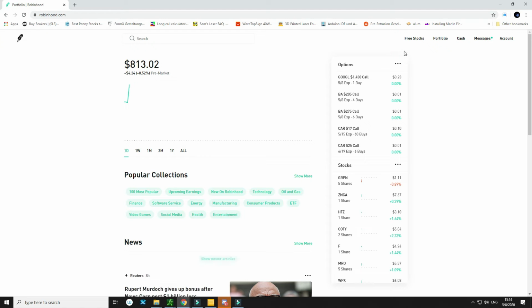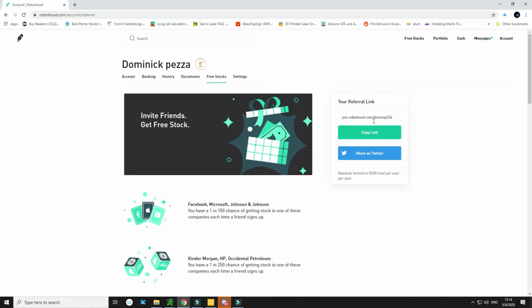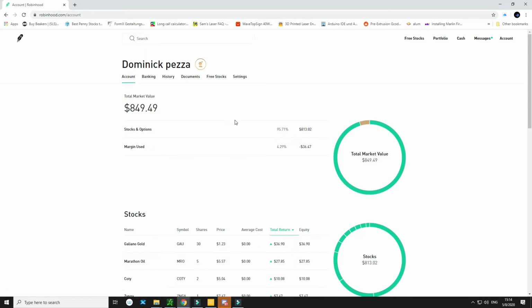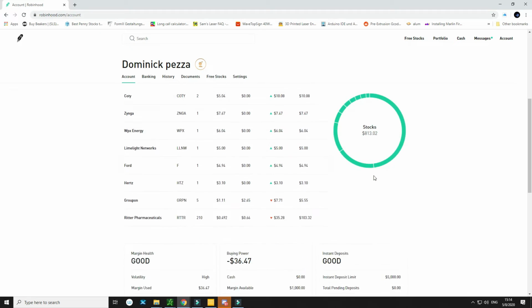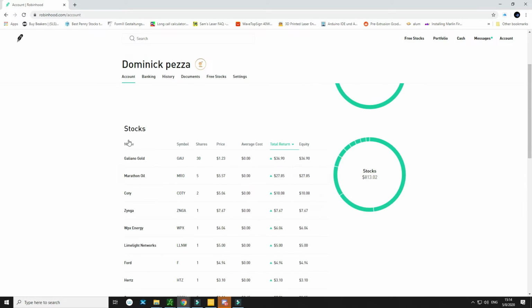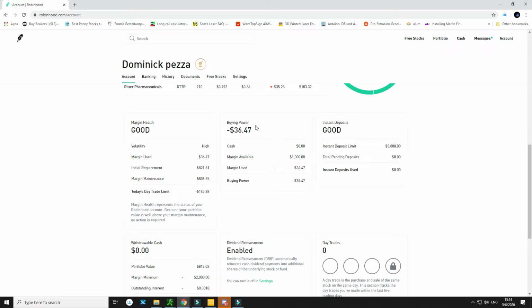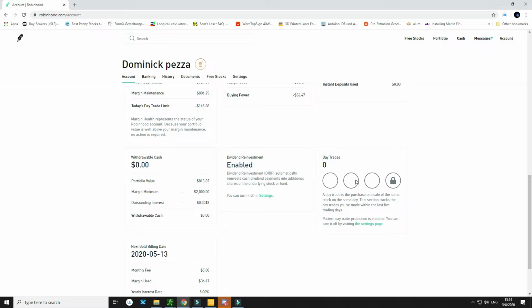When you click on these up here, free stock, you're able to get a free stock, and your friend will also get a free stock when you refer them. You also have your account. It shows what you have, all the stocks that you own, what's in good health, how many day trades you have.